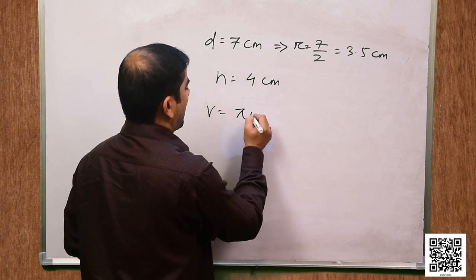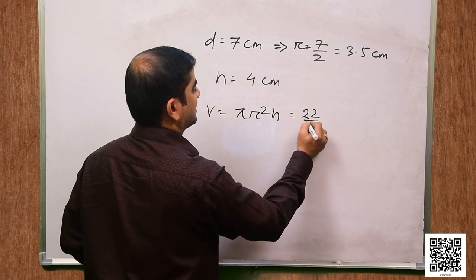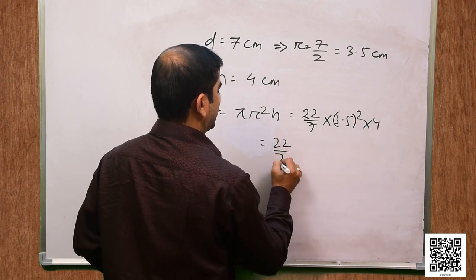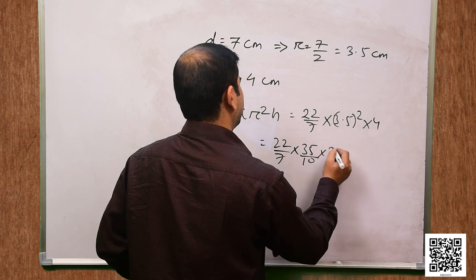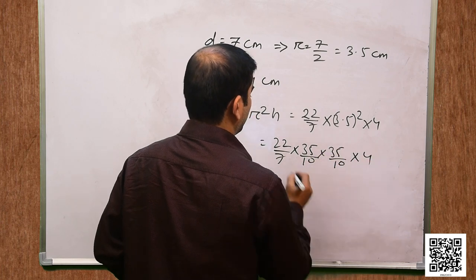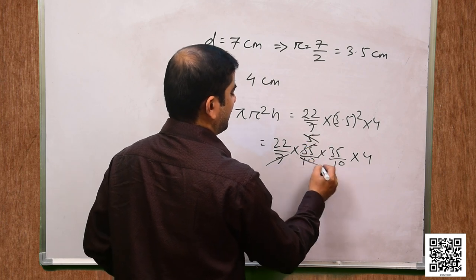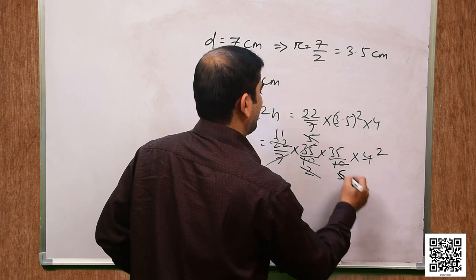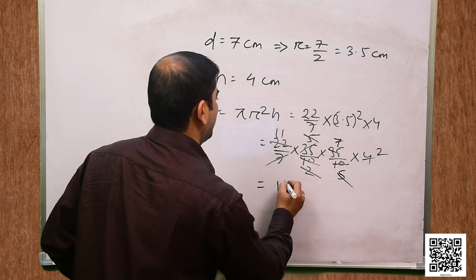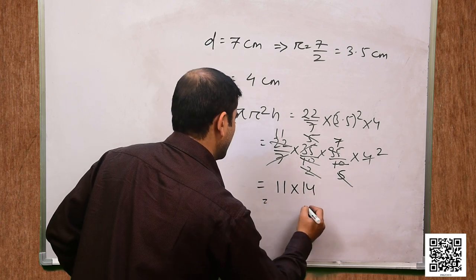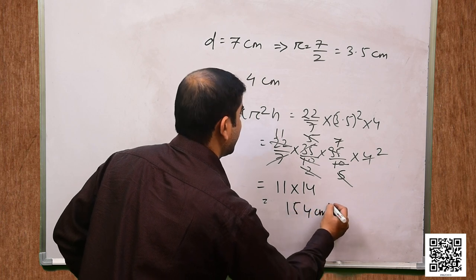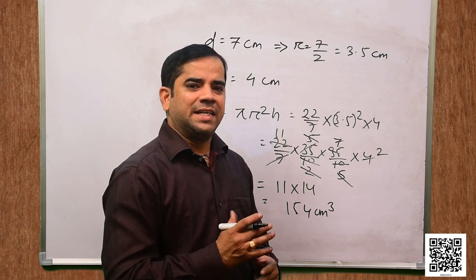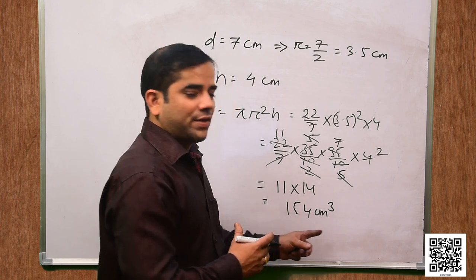So volume is equal to pi r square h, that is equal to 22 by 7 into 3.5 square into 4, that is 22 by 7 into 35 by 10 into 4. Cancelling, 7 fives are 35, 5 twos are 10, 2 elevens are 22, 2 fives are 10, 2 twos are 4. So that is equal to 11 into 14, 154 centimeter cube. So the volume of the cylindrical bowl is found to be 154 centimeter cube.